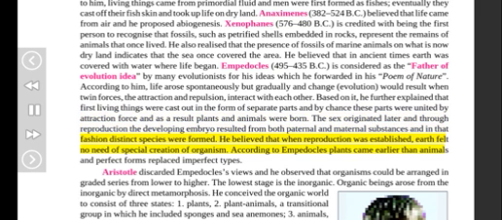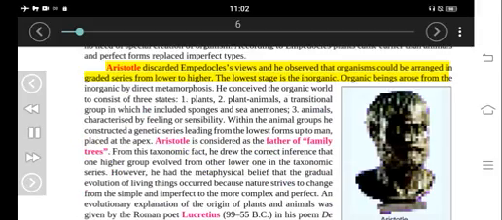He believed that when reproduction was established, Earth felt no need of special creation of organisms. According to Empedocles, plants came earlier than animals and perfect forms replaced imperfect types. Aristotle discarded Empedocles' views, and he observed that organisms could be arranged in a graded series from lower to higher. The lowest stage is the inorganic. Organic beings arose from the inorganic by direct metamorphosis.